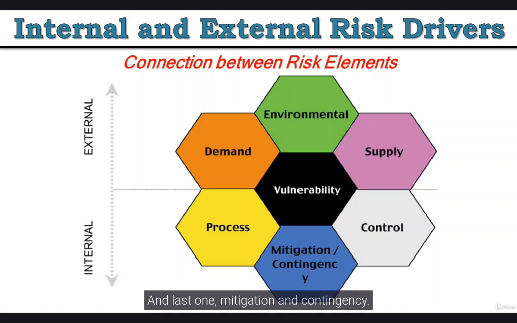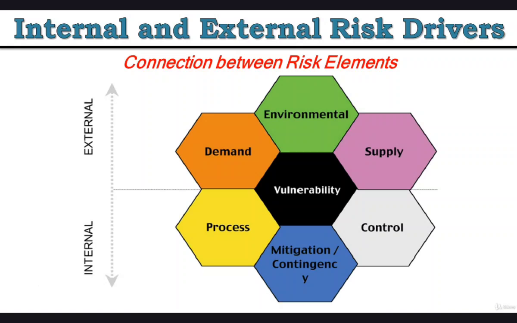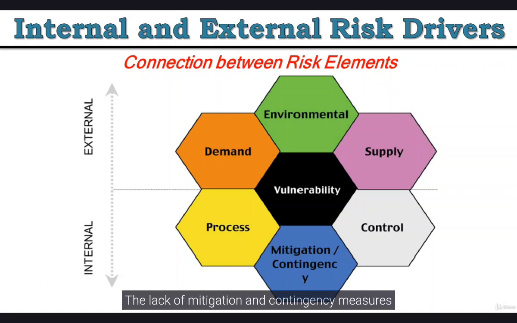And last one, mitigation and contingency. The lack of mitigation and contingency measures for the major areas of risk that the company faces is a risk in its own right. The acid test of a company's preparedness is that it has a risk management program in place that has tried to identify formally the risks that could occur in its supply chains and consider its options in relation to them.